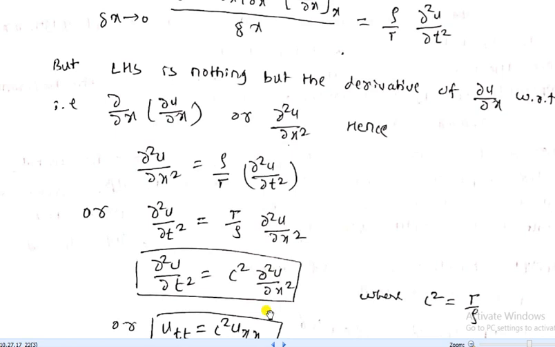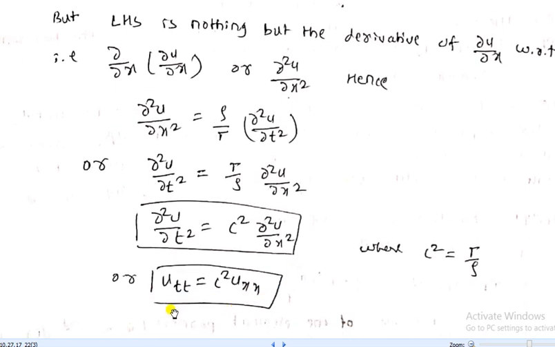It can also be denoted as u_tt equal to c square u_xx. So u_tt means the second order derivative of u with respect to t, and u_xx denotes the second order derivative of u with respect to x.